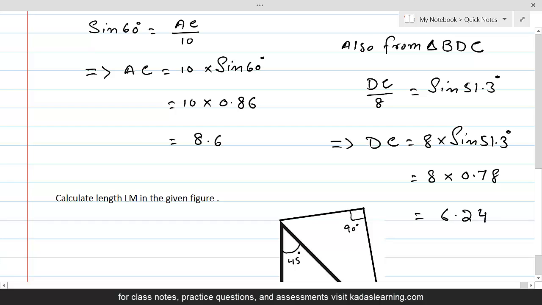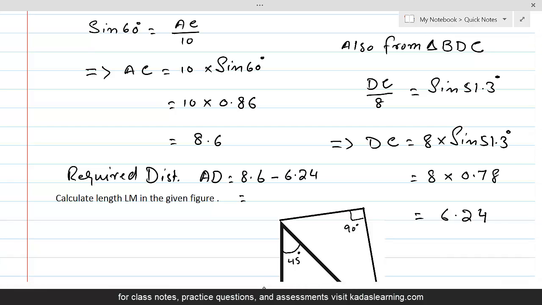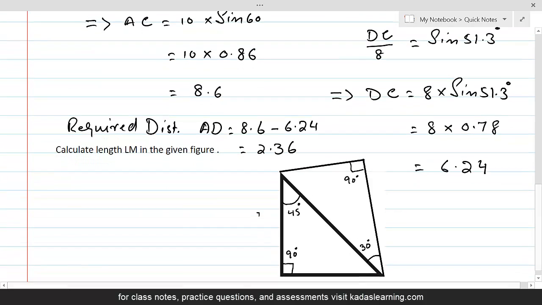Now the required distance is AD, which is equal to 8.6 minus 6.24, and this will be equal to 2.36. So this is the answer to our third question.